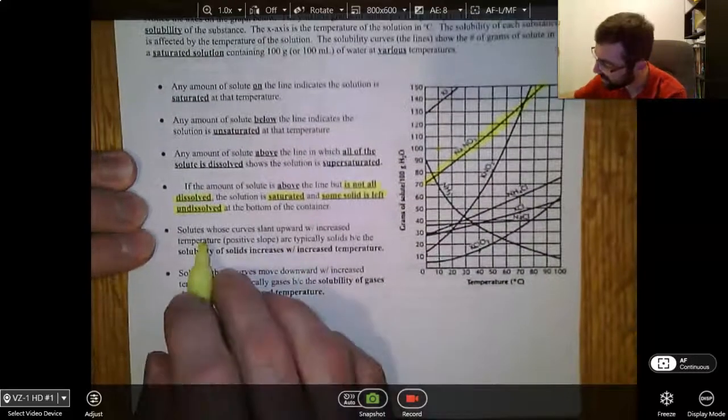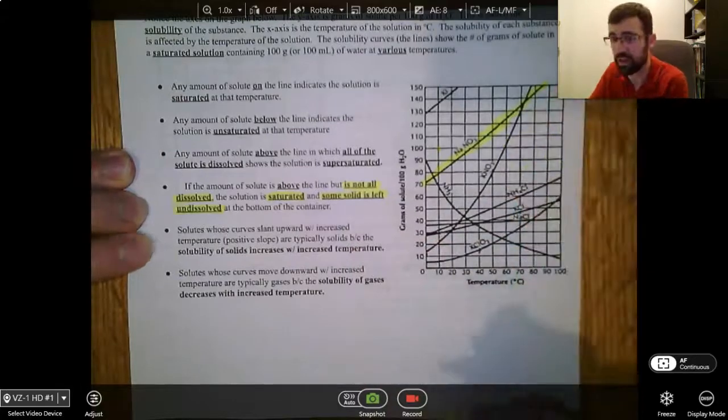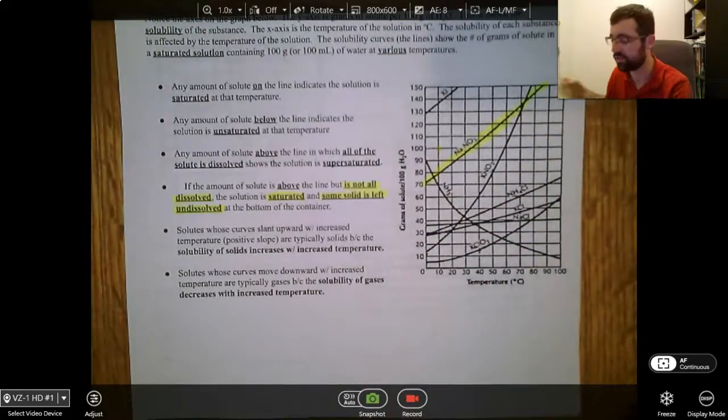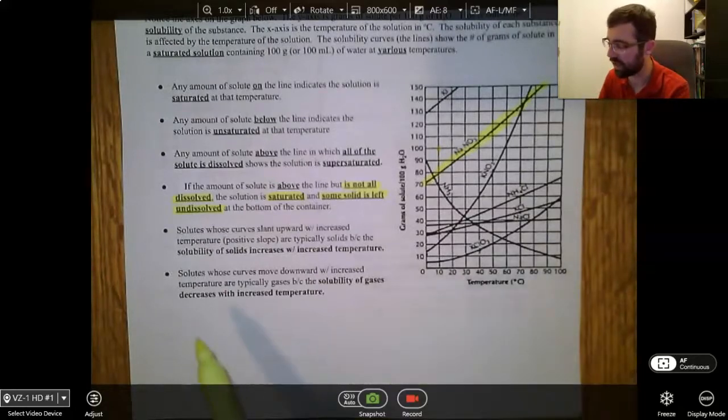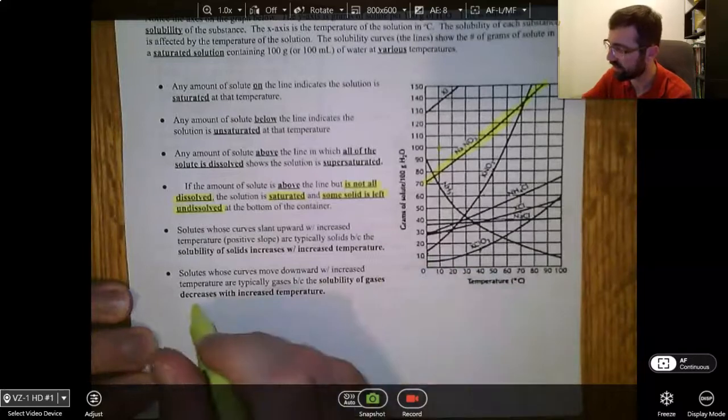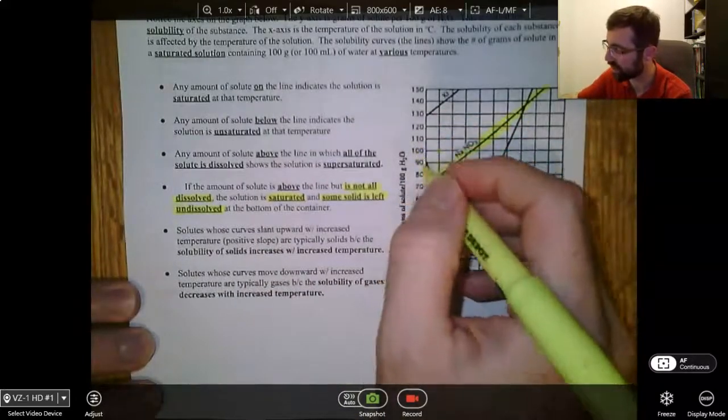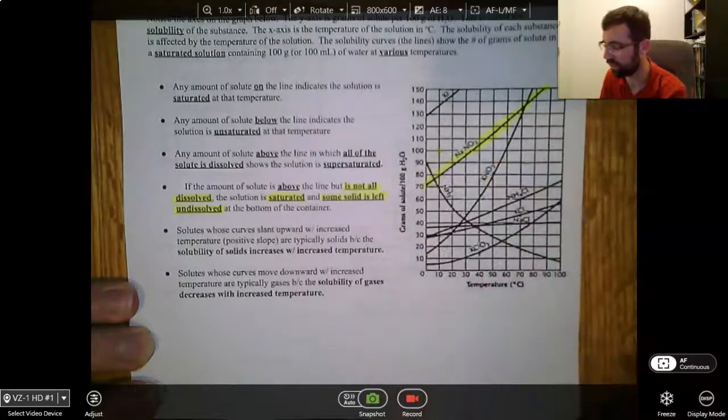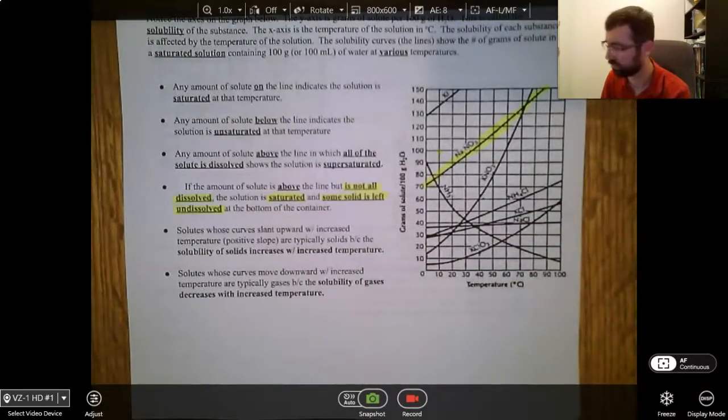Solutes whose curves slant upward with an increase in temperature are usually solids, because we said that solids, if you increase the temperature, they tend to be more soluble. If we have a gas solute, it's going to do the opposite. We're going to have a downward slope like with NH3, because solutes whose curves move downward tend to be gases, because that means that as the temperature increases, the solubility is decreasing. Let's just do a little bit more with solubility curves.